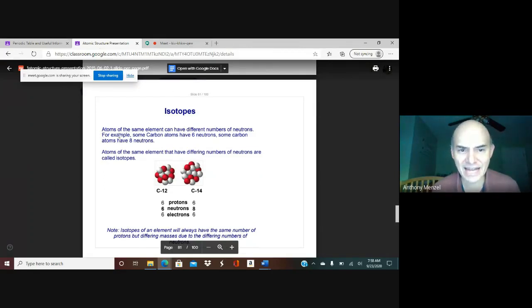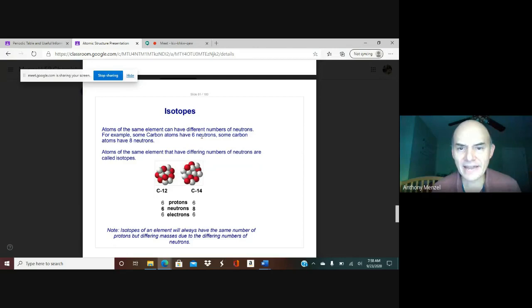This is out of their presentation, slide 81 of one of their versions. And it says atoms of the same element can have different numbers of neutrons. So we learned that all of the atoms of an element have the same number of protons. However, they can have different numbers of neutrons. And that's why, again, we define an element by its number of protons. So atoms of the same element can have different numbers of neutrons, which makes sense because the neutrons give mass to the atom, but they don't give a charge to the atom.